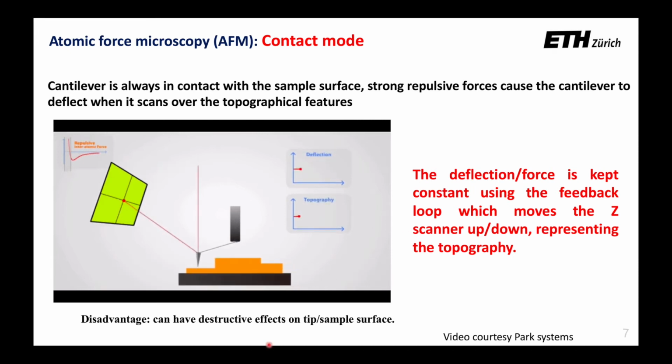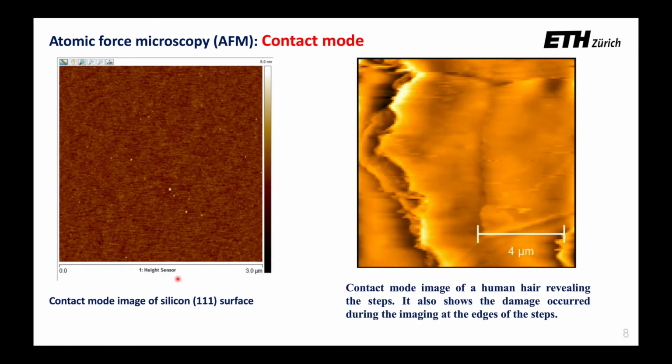Here the contact mode can have destructive effects on the tip or sample, depending upon the force you apply on the sample. For example, if you have a hard surface, like a silicon surface, you can usually image quite nicely with the contact mode. But if you have a relatively soft sample, here human hair, which reveals the steps, you can see here that the edges of the steps are damaged during the back and forth scanning with the contact mode. But this is still okay, not so bad.